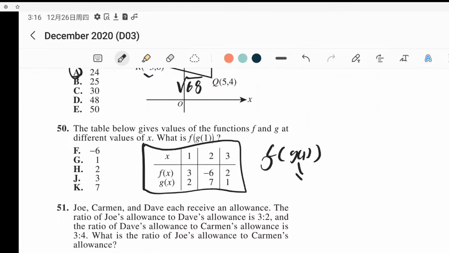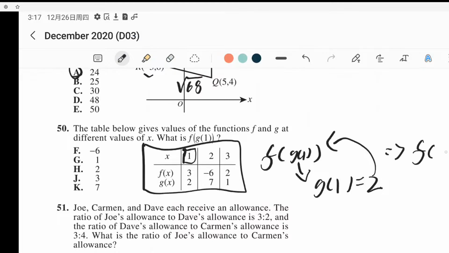So let's evaluate g of 1 first. And we're given that g of 1 is 2. And now we plug 2 back in and substitute 2 as g of 1, which gives us f of 2. And by the chart, f of 2 will be negative 6.